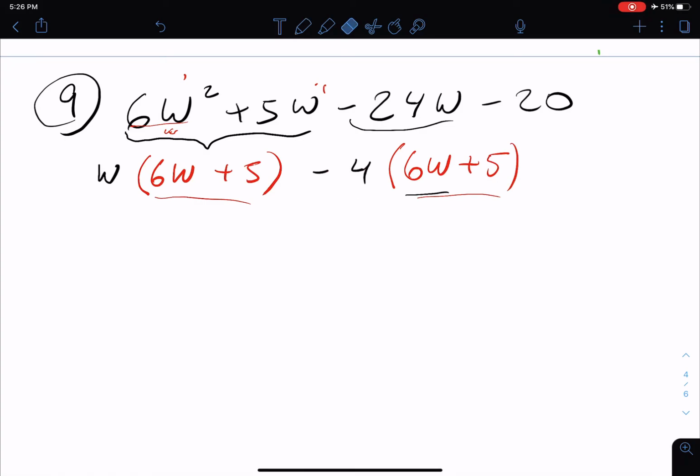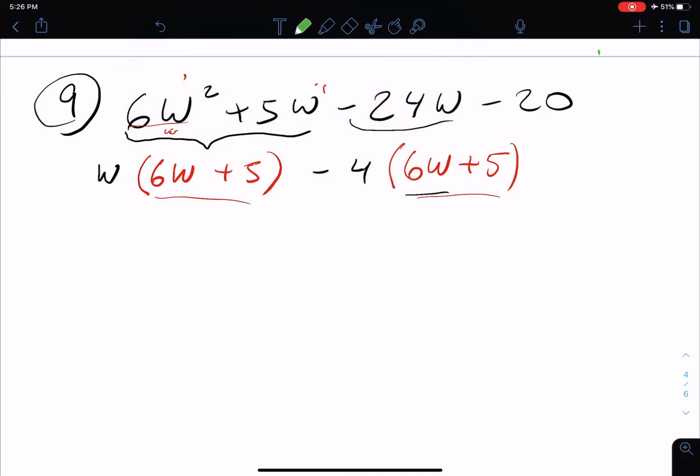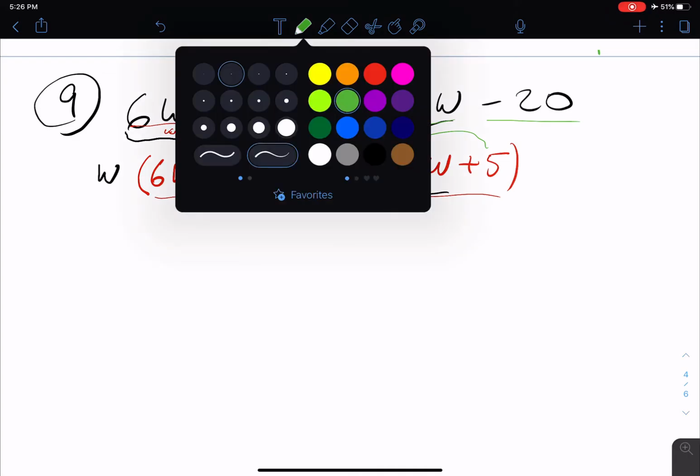Let's go ahead and use our little green check. Negative 4 times 6w is negative 24w. And negative 4 times a positive 5 is negative 20. So that does check.